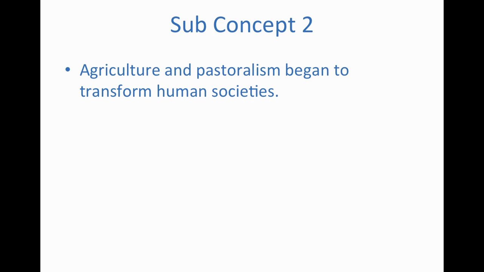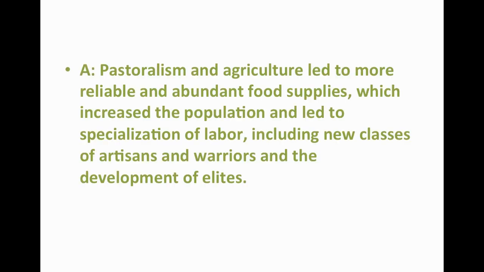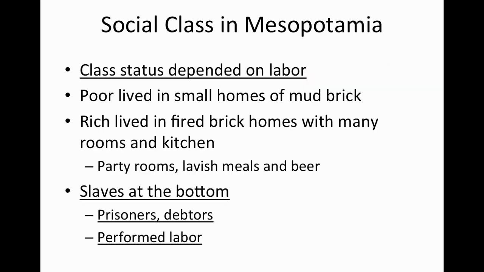All right, so subconcept 2, agriculture and pastoralism began to transform human societies. So the evidence strand is that because of pastoralism, because of an agricultural revolution, you had more reliable and abundant food supplies, which led to an increase in population, which led to specialization of labor, including new social classes of artisans, warriors, and the development of an elite class. Illustrative examples of that would be in Mesopotamia, right? You had a social class system where the ruling families were on top, the farmers and the workers were more in the middle, and then at the bottom would be slaves.